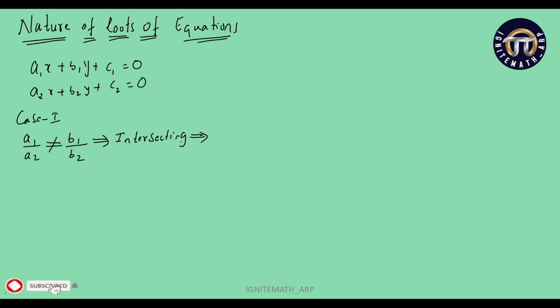So whenever the lines are intersecting, say for example, here is the graph. One line I get like this, another line I may get like this. Whenever they are intersecting, how many points are they intersecting at? They are intersecting only at one point. So I can say the equations have a unique solution. Unique solution in the sense only one solution.